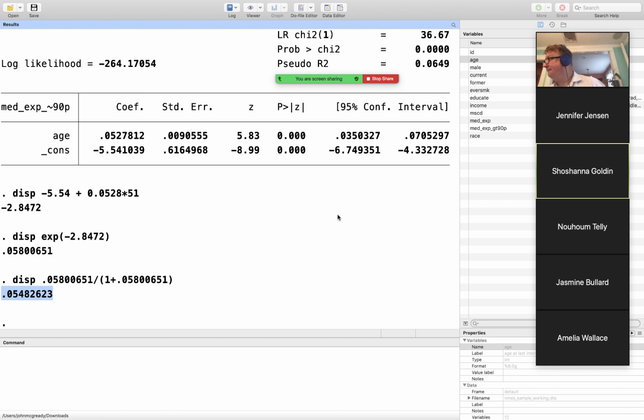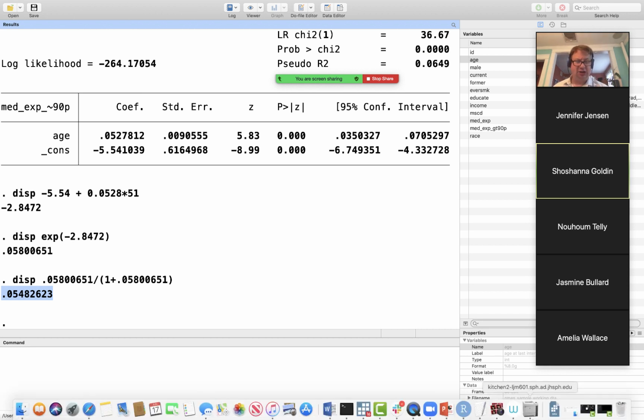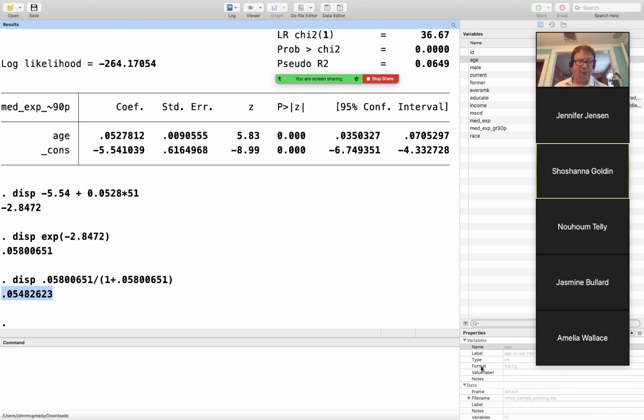I'm sorry, that's a synonym for odds ratio. Yeah, sorry. That's the synonym, relative odds or odds ratio. I should have clarified that. Okay, great.